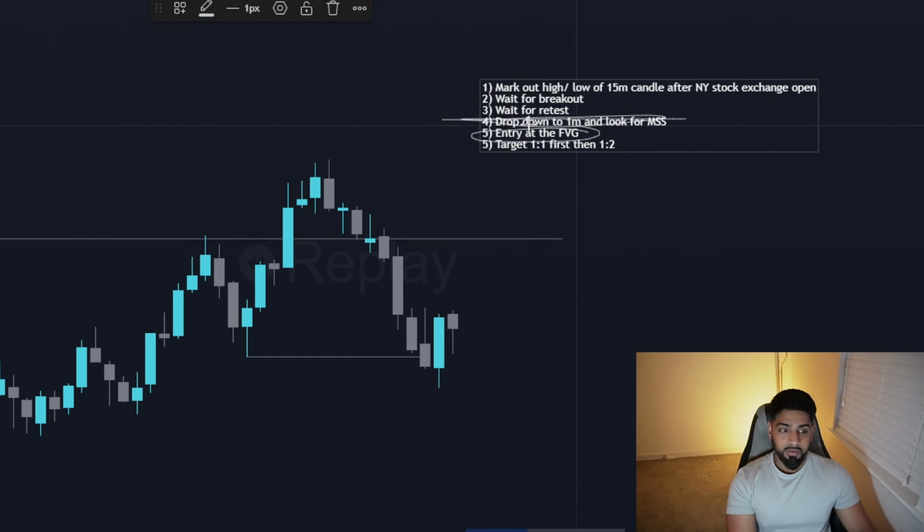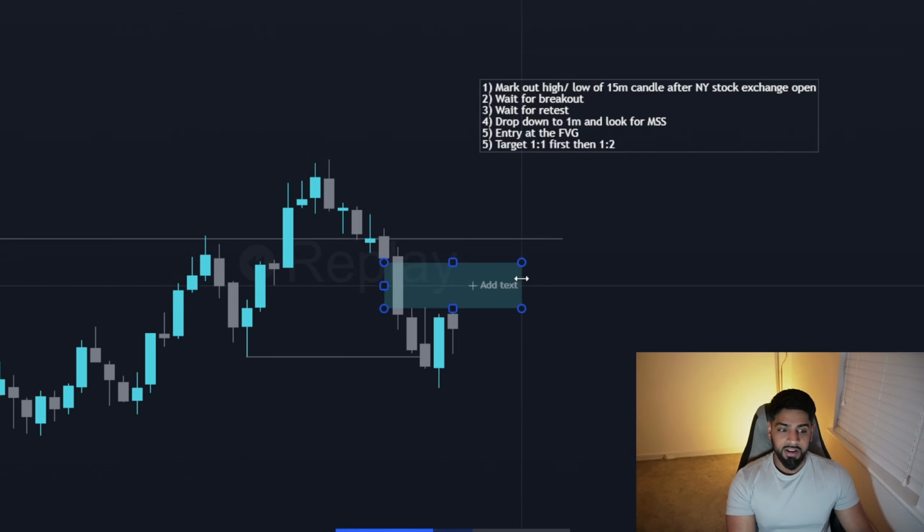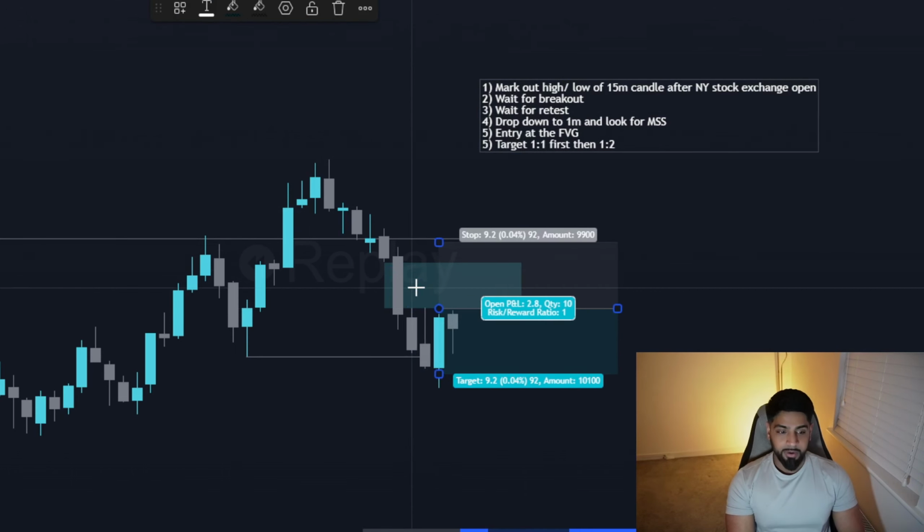We now move on to number 5, which is to enter at the fair value gap, which gave us that market structure shift. So again, nice and simple. This is the fair value gap right here. If you guys don't know what a fair value gap is, I would highly recommend going to my page. I've done a nice video which explains exactly what a fair value gap is and how you can utilize it in your day-to-day trading.